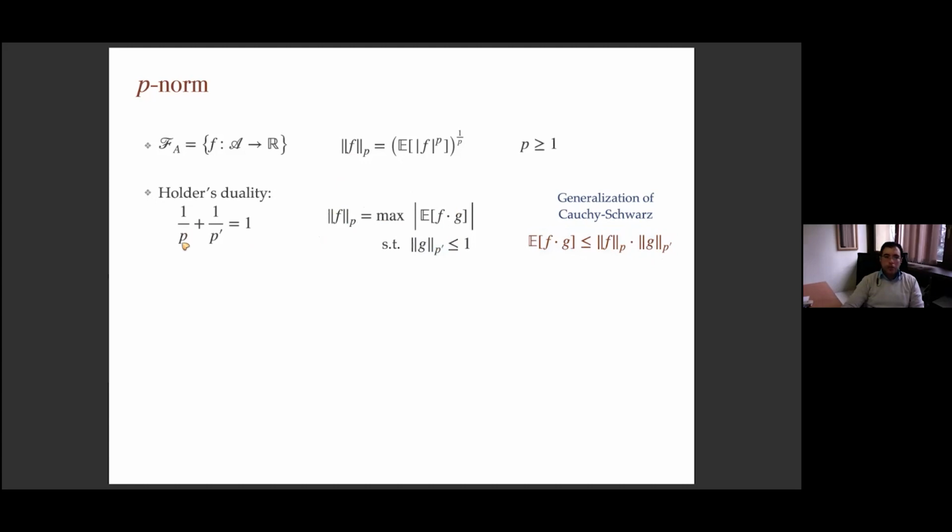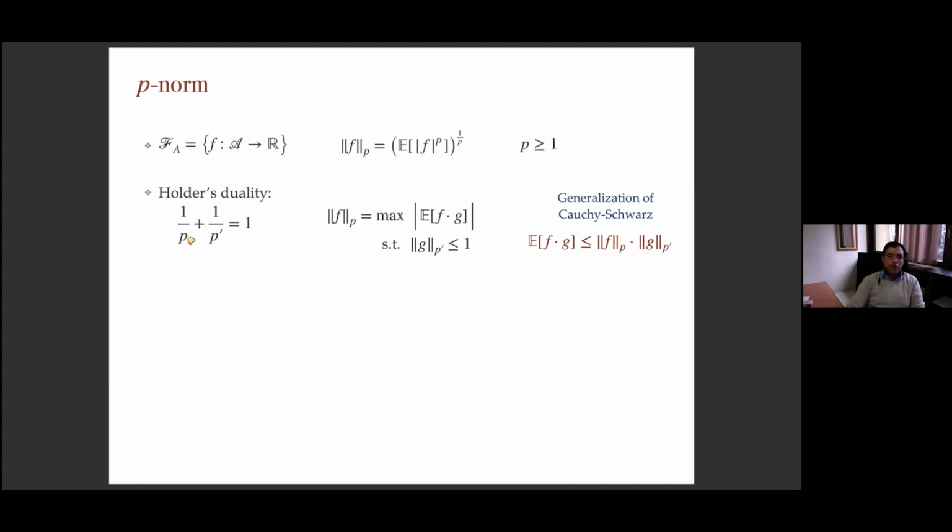If I let p equal 2, then p prime would be 2. And then both of these norms are the 2 norms, the usual norms that we have for vector spaces. This inequality tells me that the inner product between f and g is at most the norm of f times the norm of g. If I change p, I get other inequalities, sometimes called Holder's inequality or Holder's duality, and these are generalizations of Cauchy-Schwarz.